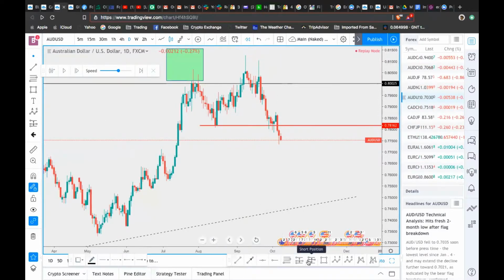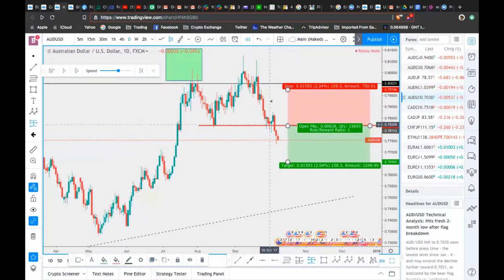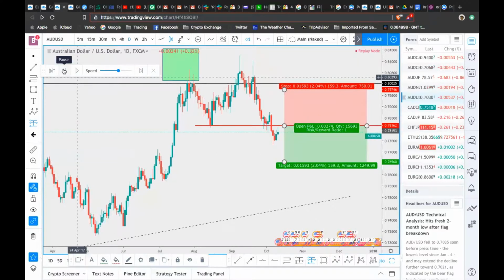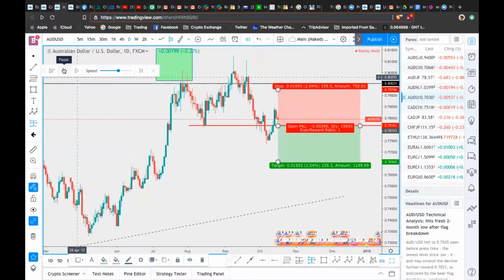So now we can bring out this position too. We're waiting for the retest of this line, the retest of this structure. Let's see how it plays out. Boom. All right.